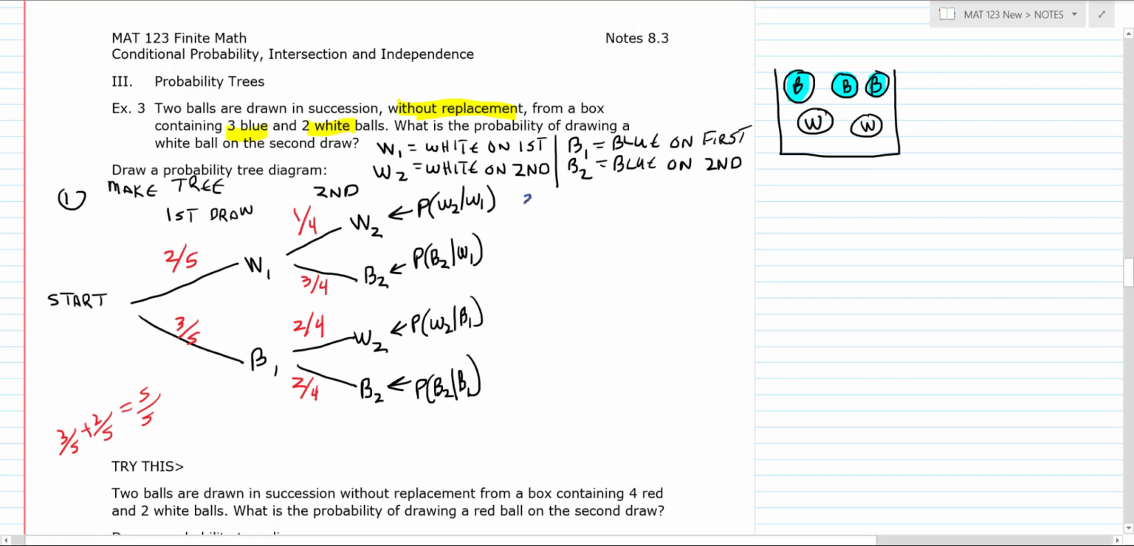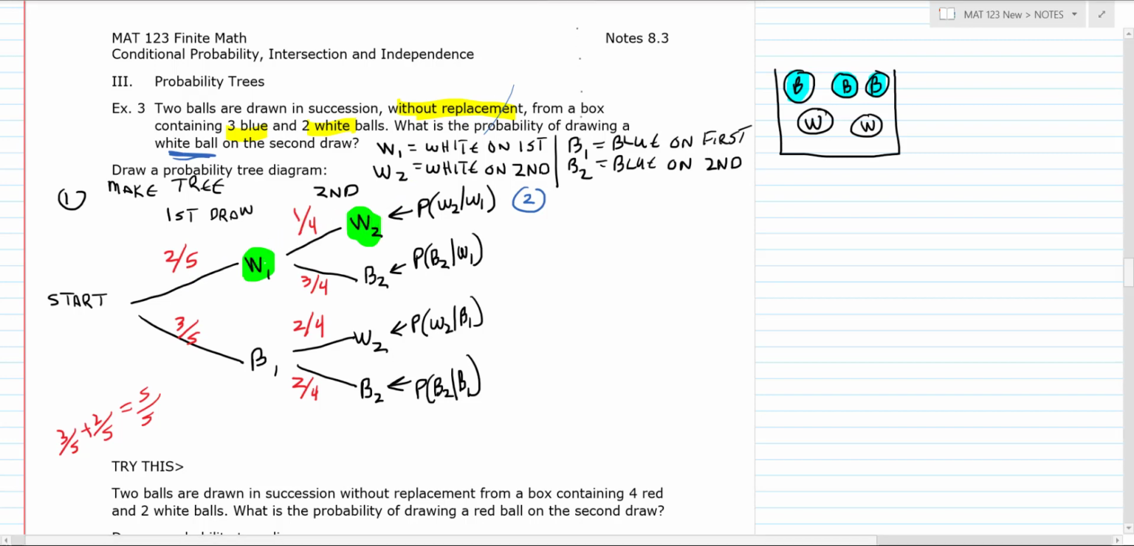So step 2, there's a couple of things that we need to do. It says, what is the probability of drawing a white ball on the second draw? I'll show you a little bit of a shortcut on this. What we're ultimately doing is finding the probability of a white ball on the second draw. If you're going to get a white on the second draw, there are 2 ways to get there. One way is to get a white, then a white on the second.